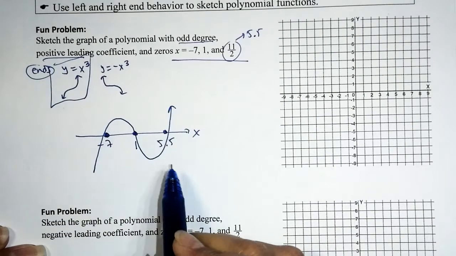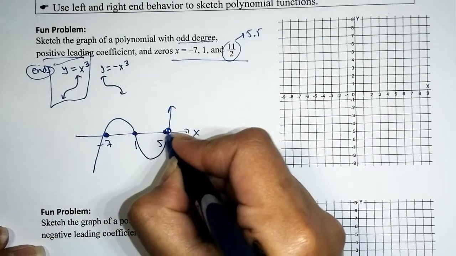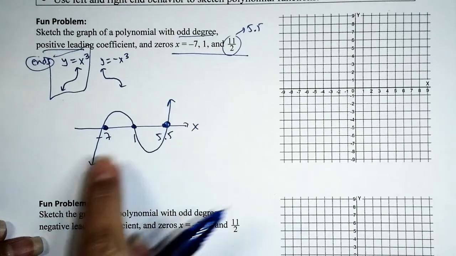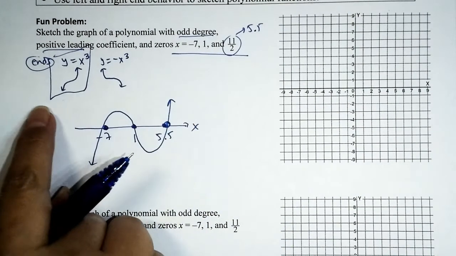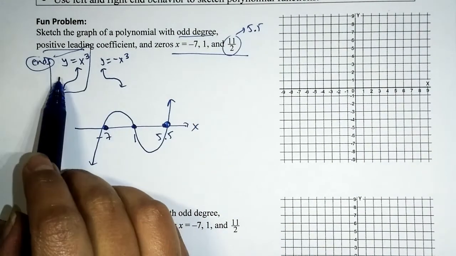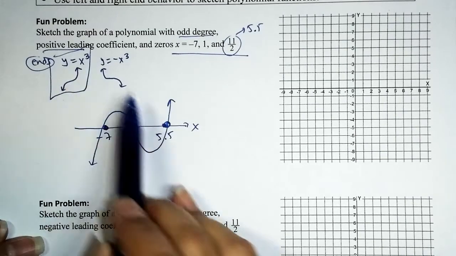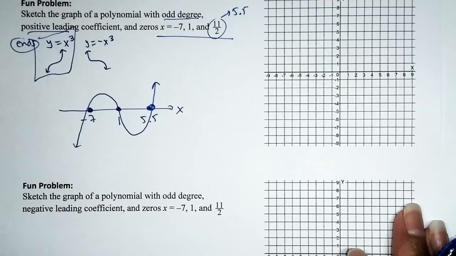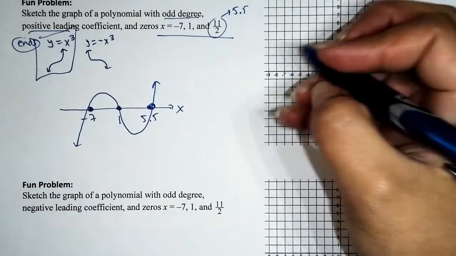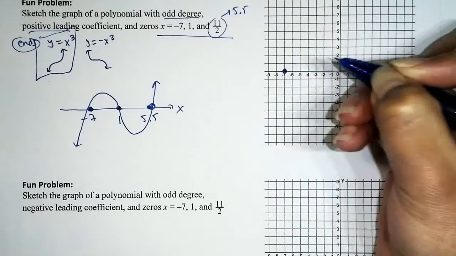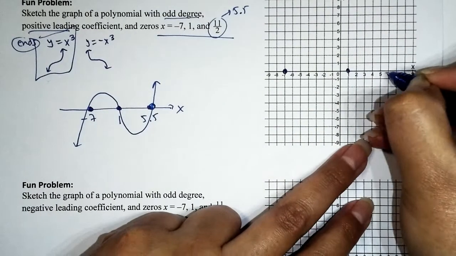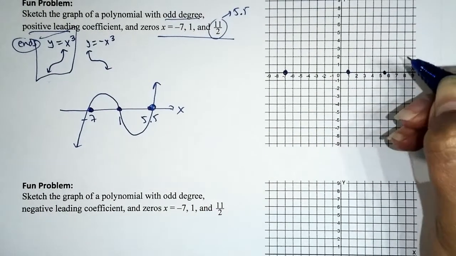Oh, I tried my best. Oh, look, fixed. Cool. All right, so now does the end behavior hold true to what we said? Yeah, look, as we go to the left, we're coming down. As we go to the right, we're coming up. So let's go ahead, get our full credit. So the zeros are at -7, at 1, and at 5.5.